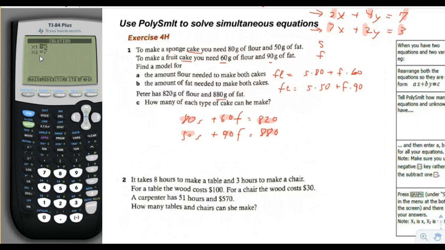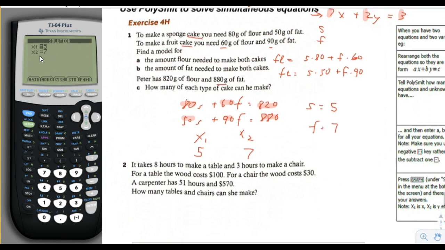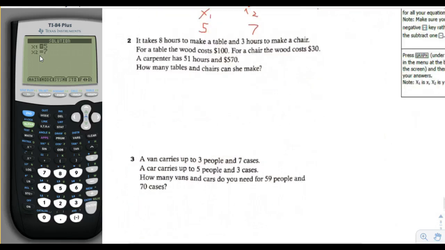Now what do x1 and x2 mean? Well, x1 is the first variable and x2 is the second variable, which means that x1 is s and x2 is f. So we have 5 and 7, which means the number of sponge cakes is 5 and the number of fruit cakes is 7. All the difficult part, which is all the algebra, is done very easily, and the most challenging part becomes just making the equations.